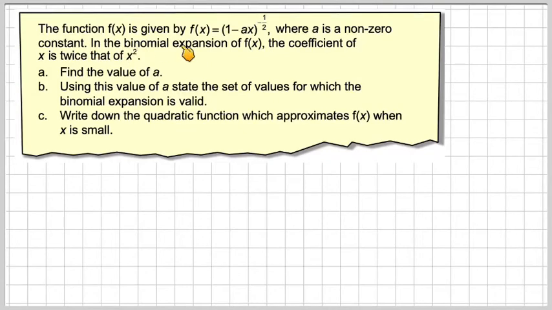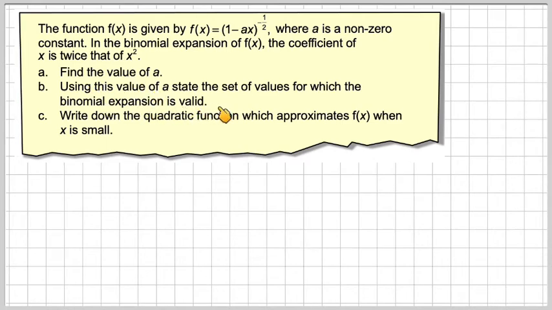The function f of x is given as f of x is equal to (1 minus ax) to the power of minus 1/2, where a is a non-zero constant. In the binomial expansion of f of x, the coefficient of x is twice that of x squared. Find the value of a.